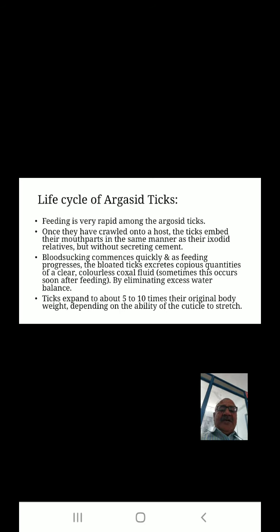Feeding is very rapid among the argasid ticks. Once they have crawled onto the host body, the ticks embed their mouth parts in the same manner as their ixodid relatives but without secreting cement. Blood sucking commences quickly, and as feeding progresses the bloated ticks excrete copious quantities of clear, colorless coxal fluid. Sometimes this occurs soon after feeding, eliminating excess water. Ticks expand to about 5 to 10 times their original body weight, depending on the ability of the cuticle to stretch.